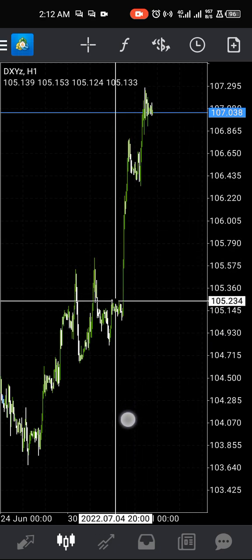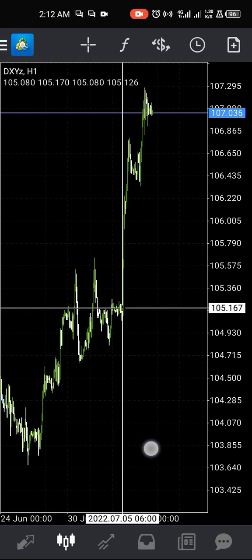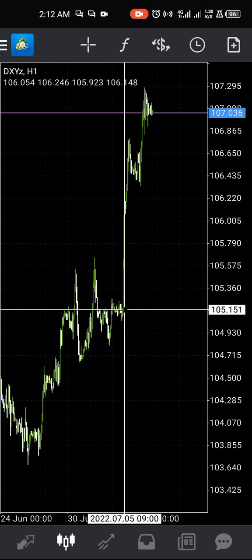So price at this point is 105.228 to be specific, while the time and date is 4th of July 2022, 8 p.m. Okay, so that's the basic details for this area. Okay, so I think the time will be different from your time.